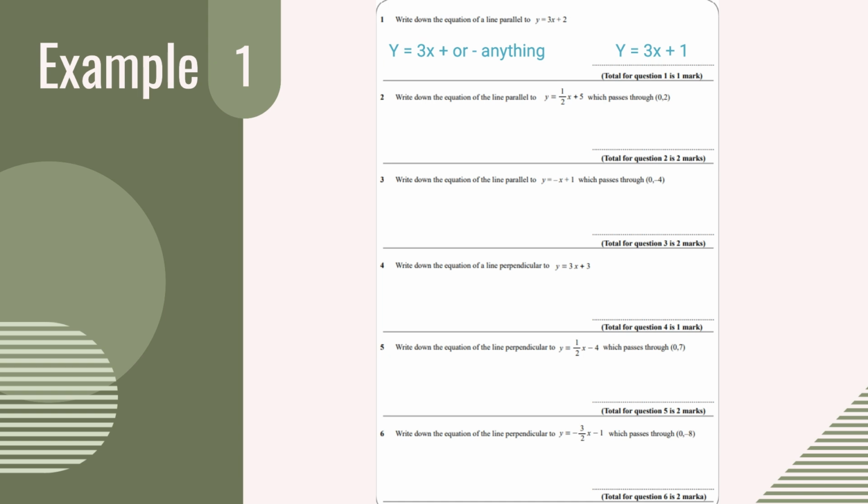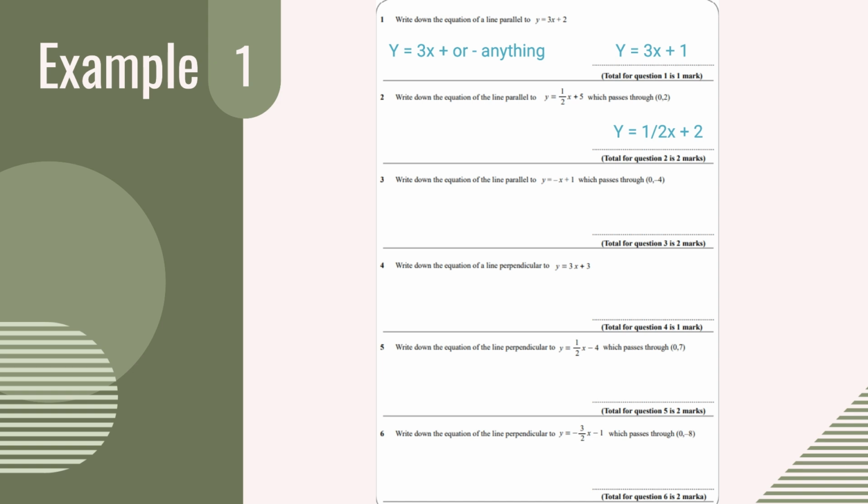In our second question, we're asked to write down the equation of a line parallel to y equals a half of x plus 5, which passes through the point 0, 2. So we get given our two pieces of information here, one that is parallel and it passes through the point 0, 2. This means our coefficient of x must be a half, but our y-intercept must be plus 2, as it passes through the point 0, 2.